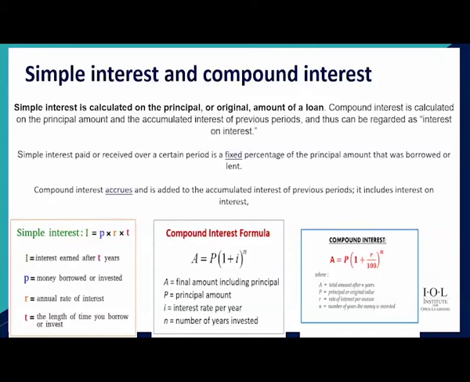Compound interest is calculated on the principal amount and the accumulated interest of previous periods, and thus can be regarded as interest on interest. That is compound interest. Simple interest is paid or received over a certain period, as a fixed percentage of the principal amount, but compound interest accrues and is added to the accumulated interest of previous periods, so it is interest on interest.